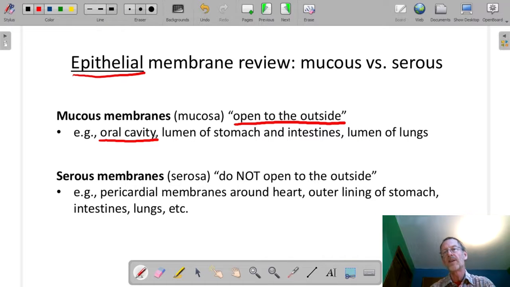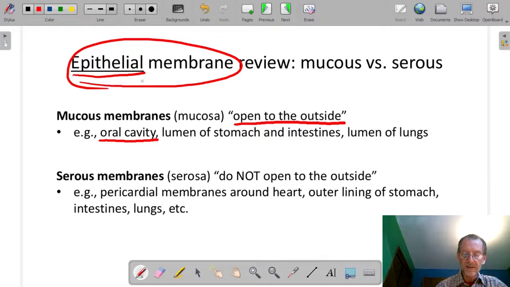Same with the lumen of the lungs. When you inhale air, it's flowing past a mucous membrane on those respiratory passages. Serous membranes, on the other hand, are still epithelial. They're still lining a surface, but these surfaces do not open to the outside of the body.